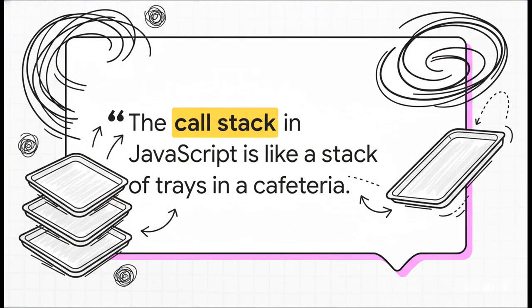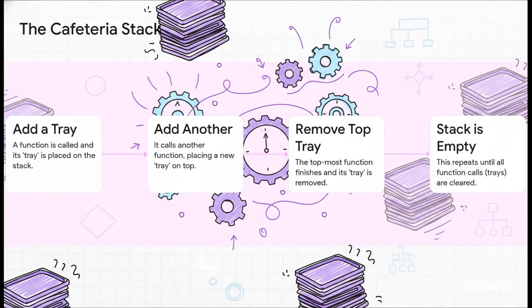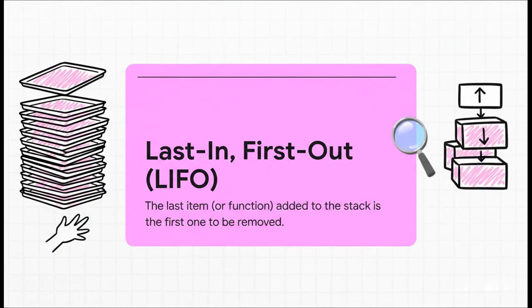Just imagine, every single time a function is called, it's like someone puts a new tray on top of a stack. Then, if that function calls another function, a new tray gets placed right on top of it. So you see the process, right? We're adding trays, then we're taking them away. But the order that we take them away in, that is the most important part. And it all follows one simple, very strict rule. And here it is. This is the key. The computer always works on the most recent task first. Just like in that cafeteria, you can't get to the bottom tray until you take the one on top off first. This whole concept is known as last in, first out, or LIFO for short.